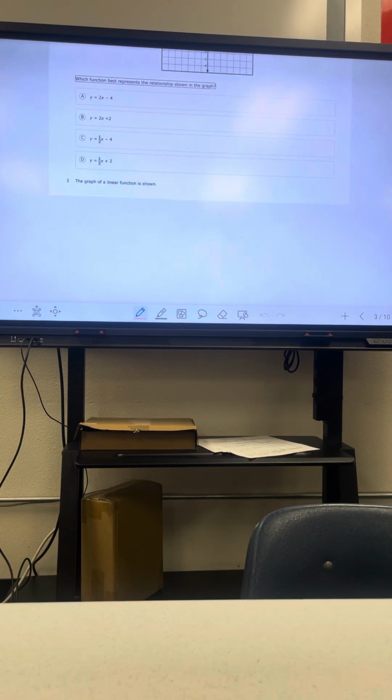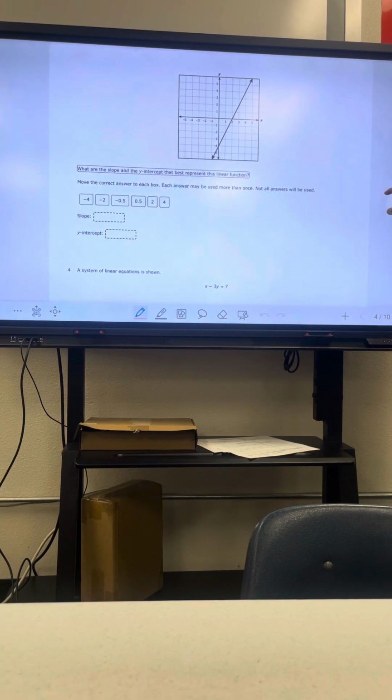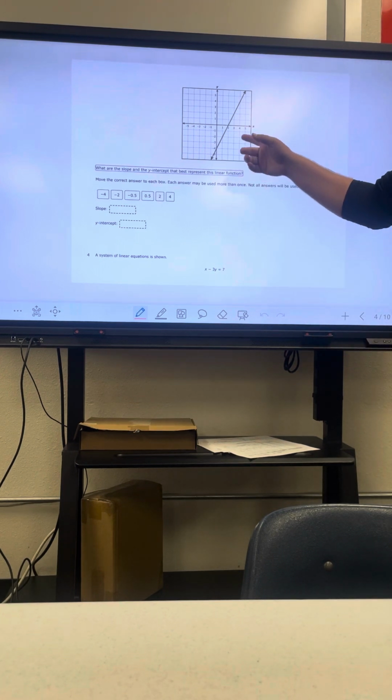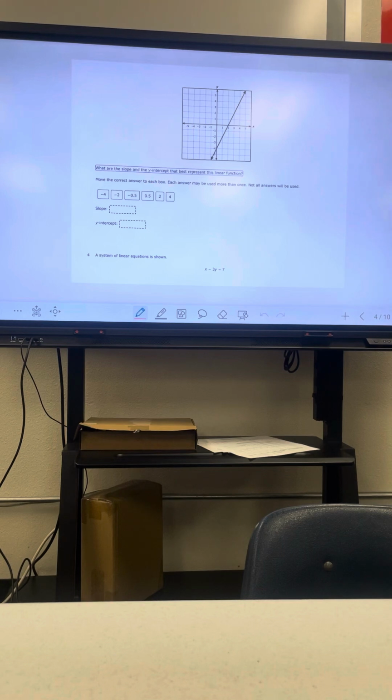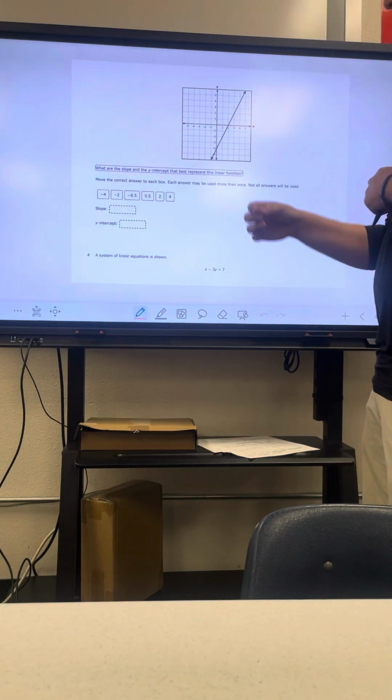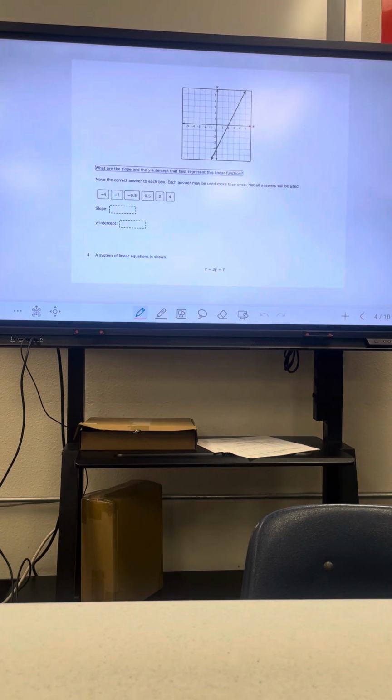Okay, question 3 says the graph of the linear function is shown. Now this one's very similar to the one before, but now it's a drag box. This one you actually have to know a little bit. You have to find the y-intercept again and find the slope. Pay attention to the way the line is, and it'll automatically mark off half your pull downs for your slope. So that one's not too bad.